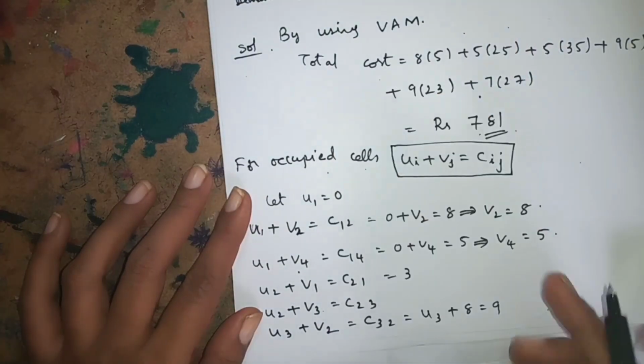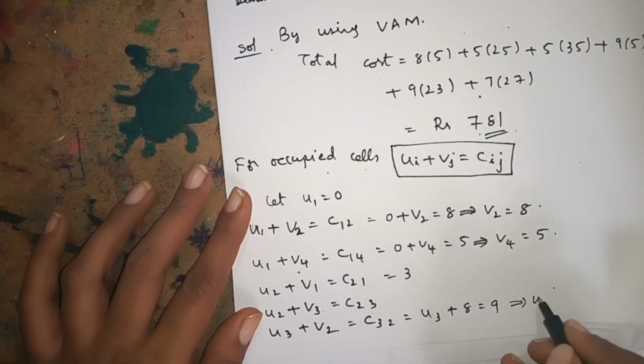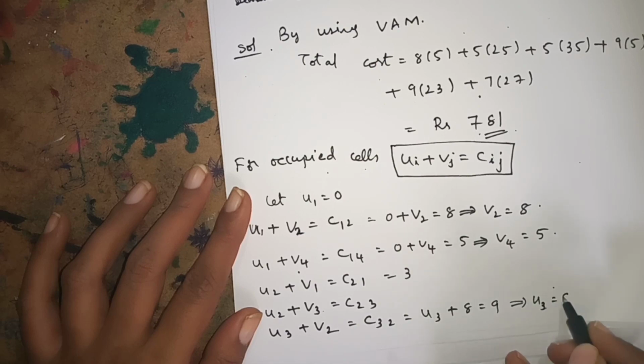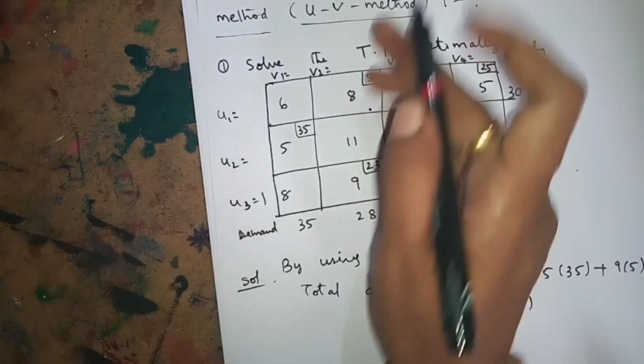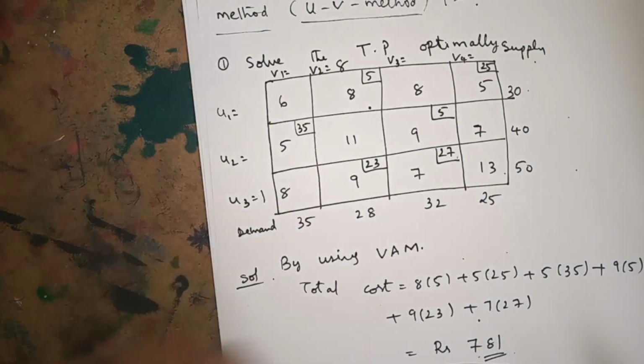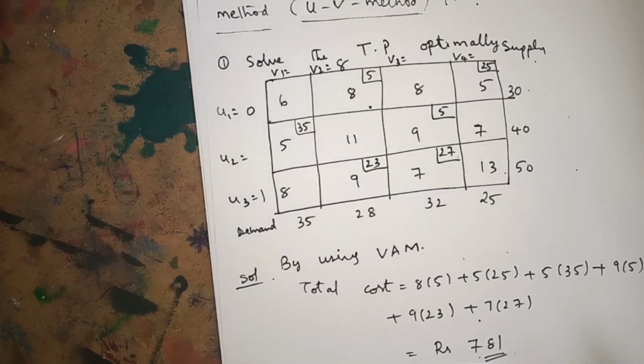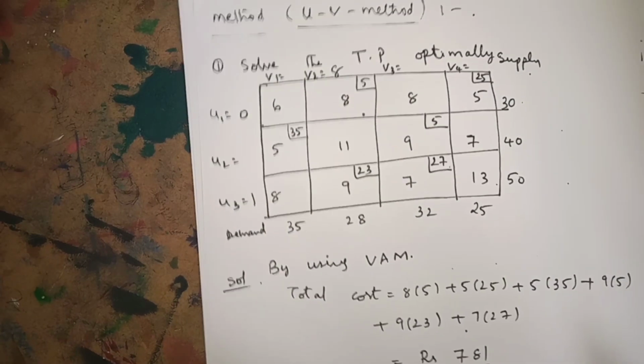Third row, second column implies U3 is equal to 9 minus 8, which is 1. U3 is 1. V2 is 8. U1 is 0. In the same way, we will find the remaining also.